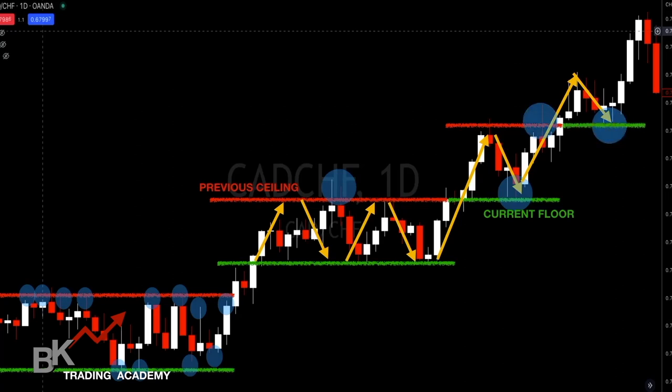And I can draw a straight line. So my previous resistance is now my current support. And guess what? Price shoots up, comes back down, retests that same area. And I can draw a straight line and continue to buy until eventually it will run out and become a downtrend.